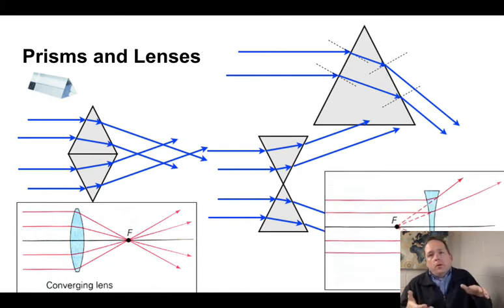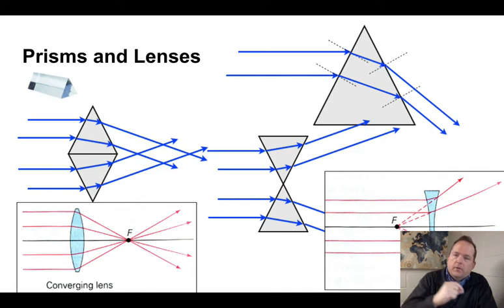And if you have parallel light coming in on one side of the diverging lens, it bends away and it all appears to have come from a common point. That point is known as the focal point of the lens. So in the converging lens, the focal point is the real point all the light comes to. In a diverging lens, the focal point is the point where all the light appears to have originated from if that light was coming in parallel rays prior to encountering the lens.